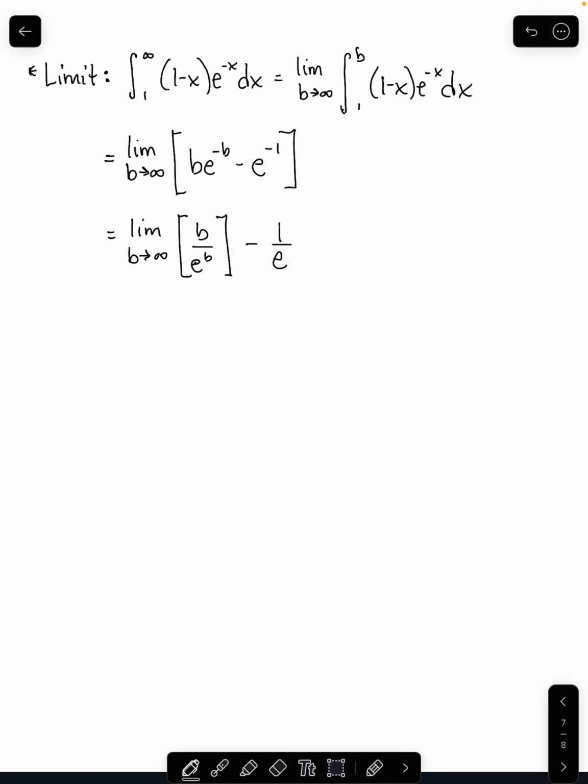And, as you may have already begun to suspect, the numerator here is going to approach infinity, while the denominator also approaches infinity. Thus, we are going to need L'Hopital's rule in order to evaluate this limit. Now, of course, we do still have the minus 1 over e next to this, but for the moment, we need to focus on the limit. So I'm going to pull that out separately.